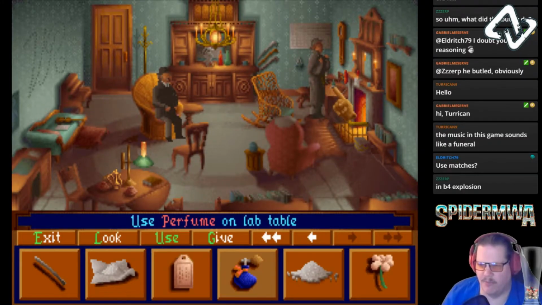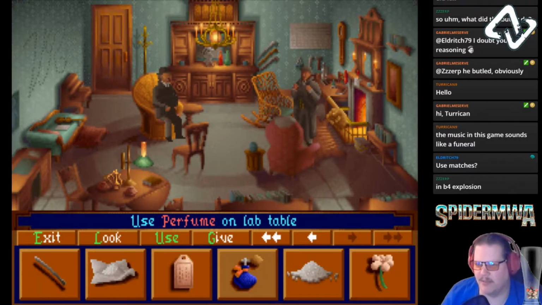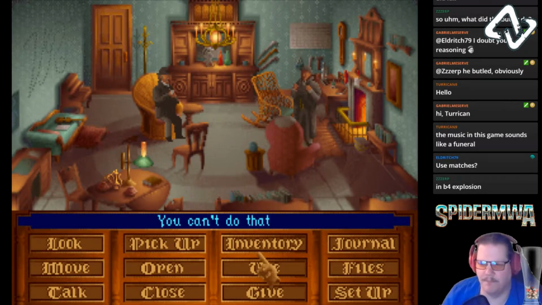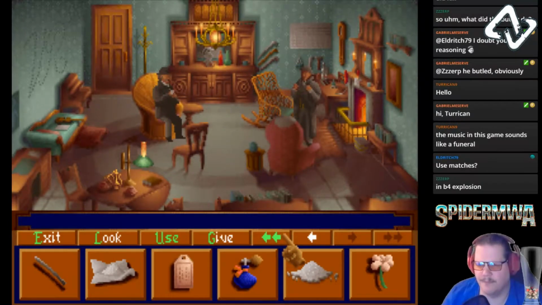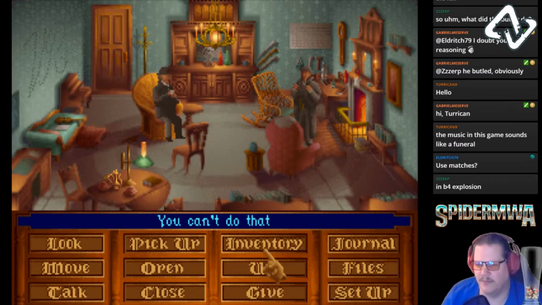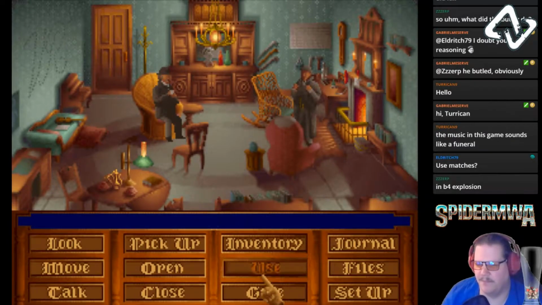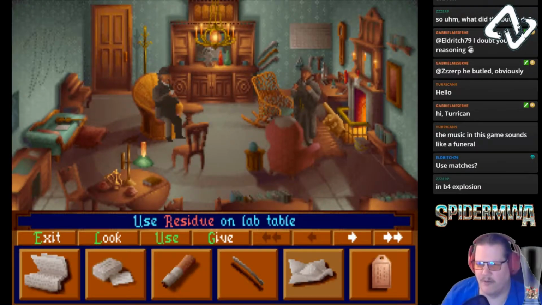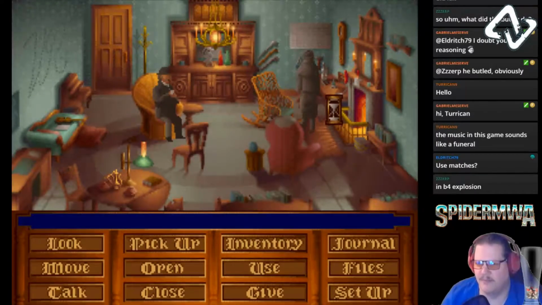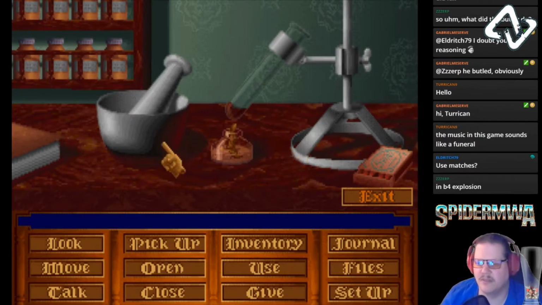Can we use the perfume bottle with the chemicals? Not the chemicals. Not the chemicals. Lab. Nope. How about the analysis on the iron bar? Use cigarette butts with the lab table. Use the powder again on the table. Maybe we can find something else about it. Just don't know how.